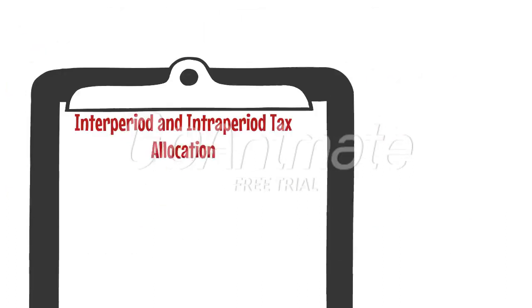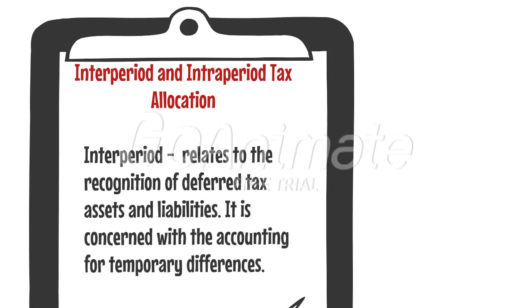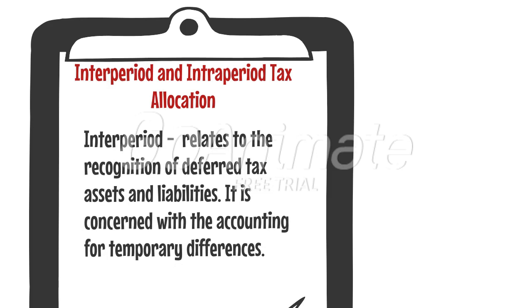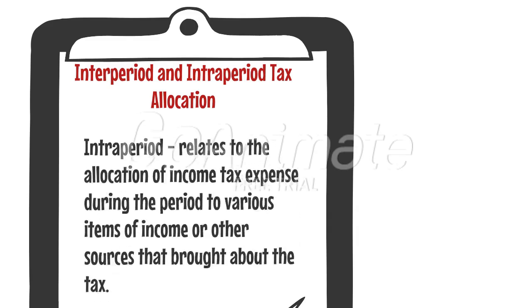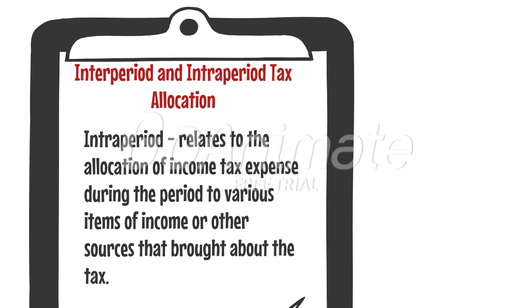Interperiod and intraperiod tax allocation. Interperiod relates to the recognition of deferred tax assets and liabilities. It is concerned with the accounting for temporary differences, while intraperiod relates to the allocation of income tax expense during the period to various items of income or other sources that brought about the tax.